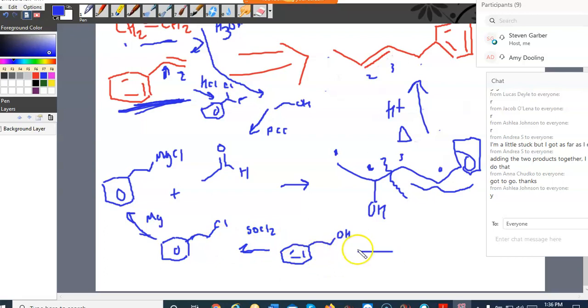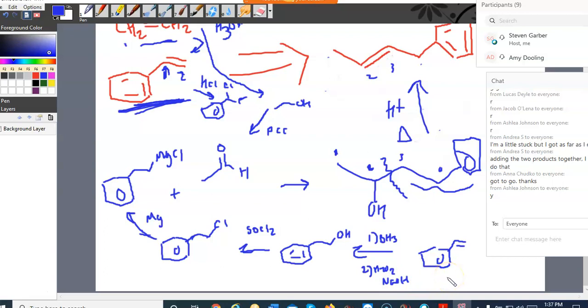Well, to get this alcohol, you got to do the anti-Markovnikov on the starting material. So the first step is BH3. The second step is H2O2 and sodium hydroxide.